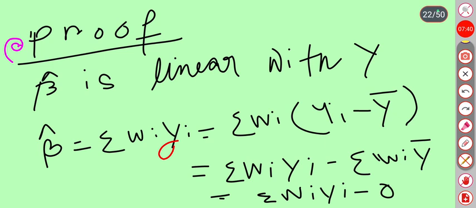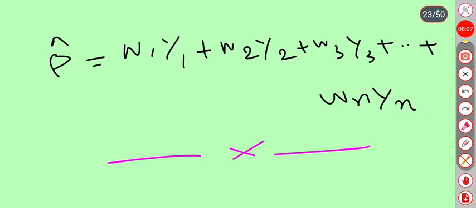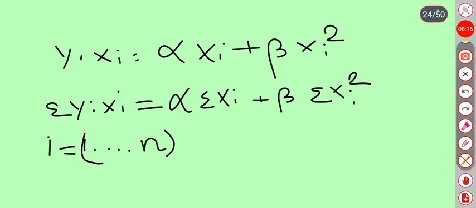Small yi, it's multiplied, that is yi minus y bar. So summation wi yi is minus summation wi y bar. We know that summation wi is equal to 0, but ultimately beta hat is linear in yi, that is summation wi yi. And beta hat is equal to w1 y1 plus w2 y2 plus w3 y3 up to wn yn, here i equal to 1 to n.